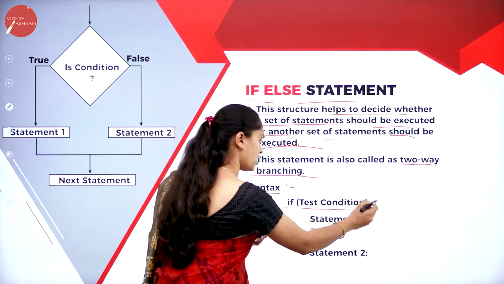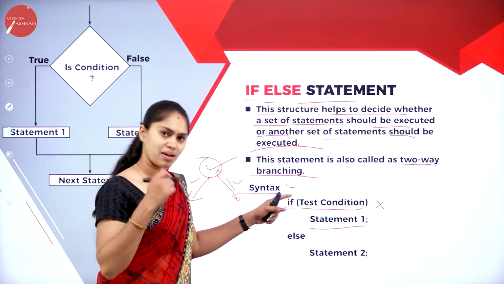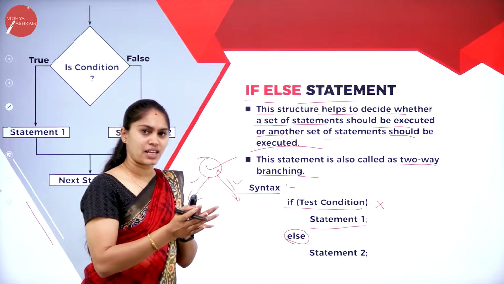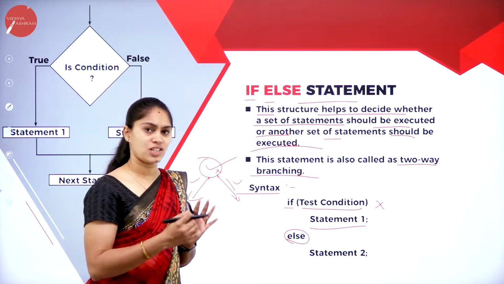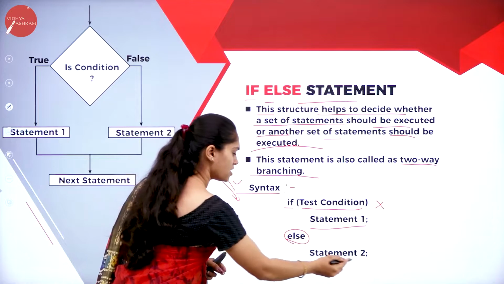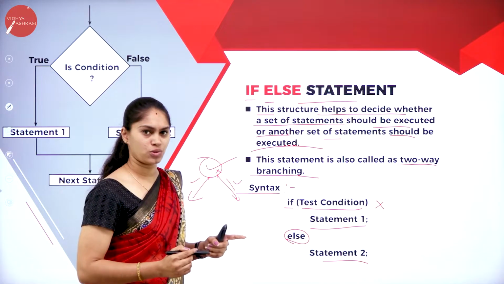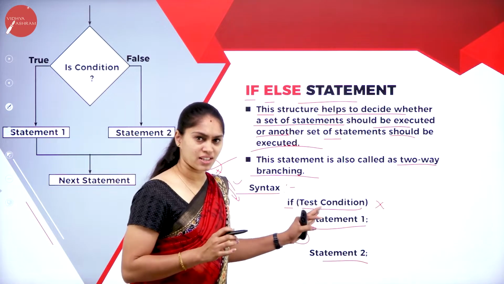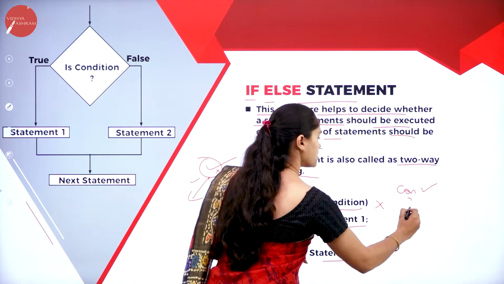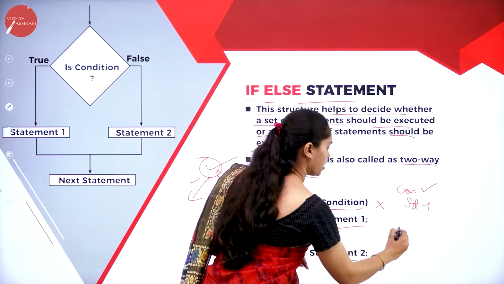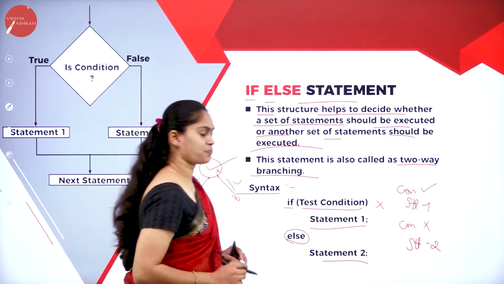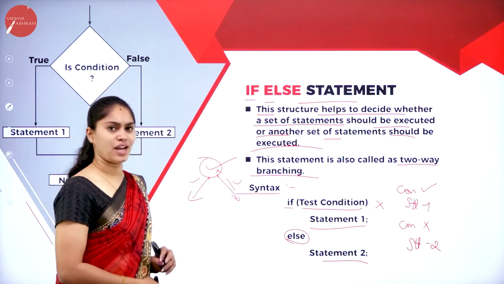What if the condition is not true, or what if the condition becomes false? Then the else part. If the condition is false, or if the condition does not hold good, then we are going to execute the else part. Then statement 2 will execute. Understand one thing: if I am checking the condition and it is true, statement 1 will execute. If the condition is false, statement 2 will execute. That is the case with this if else statement.